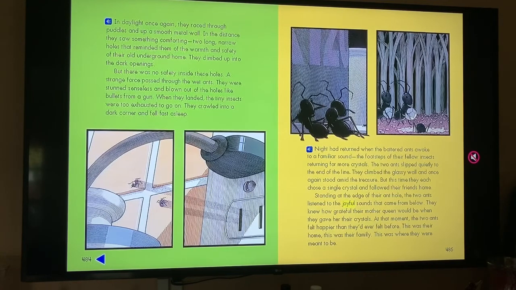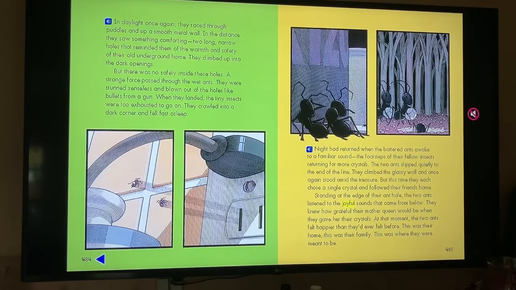Night had returned when the battered ants awoke to a familiar sound. The footsteps of their fellow insects returning for more crystals. The ants slipped quietly to the end of the line. They climbed the glassy wall and once again stood amid the treasure. But this time, they each chose a single crystal and followed their friends home.